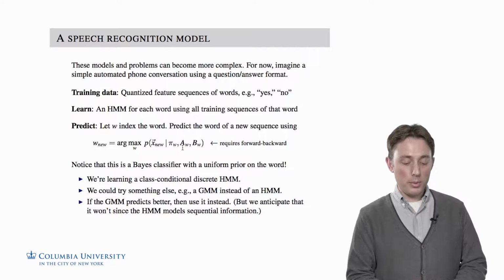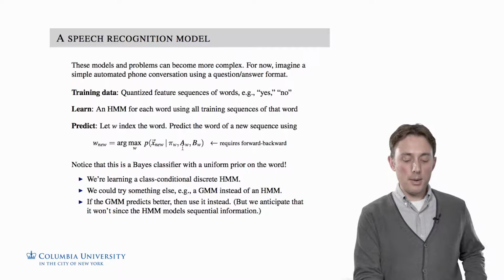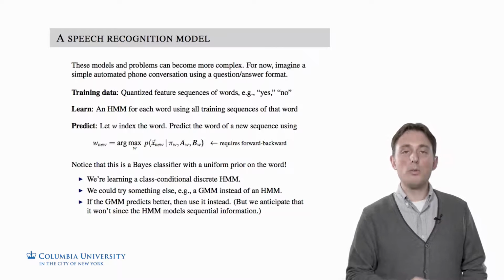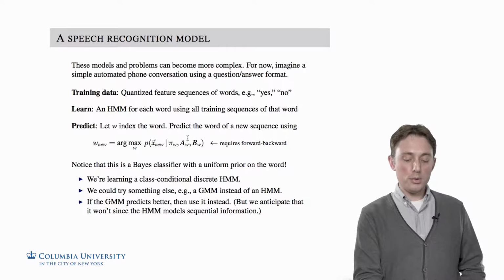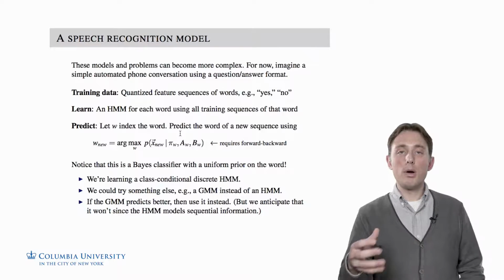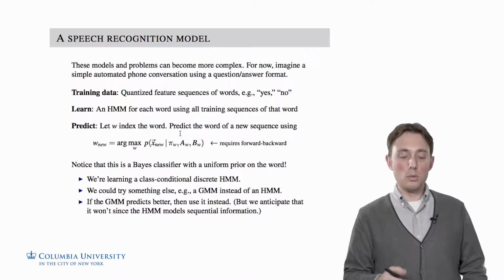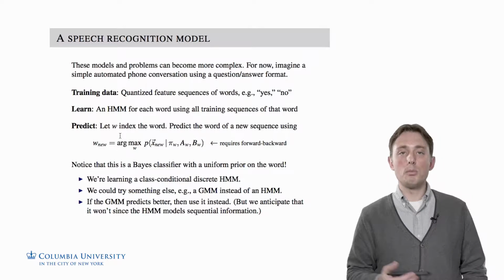And notice that what we've actually done is define a Bayes classifier here. So this is an example of a Bayes classifier where we have a uniform prior on all of the words. And we might want to improve this by learning the frequencies of different words and having a prior probability on each of the words, and then multiplying this by a prior. So this is actually what we've defined here as a simple Bayes classifier.